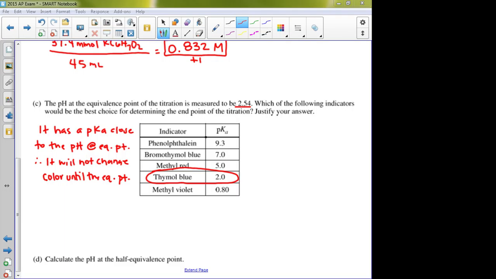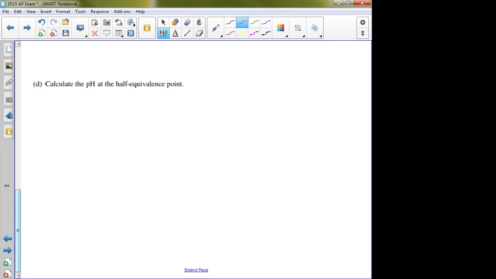And the last one for today, we'll do D. Calculate the pH at the half equivalence point. What do we know about the pH at the half equivalence point? Does anybody remember? We don't? I'll just tell you. At the half equivalence point, pH is equal to pKa.